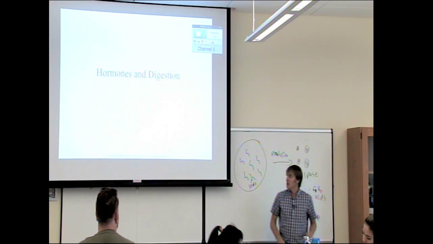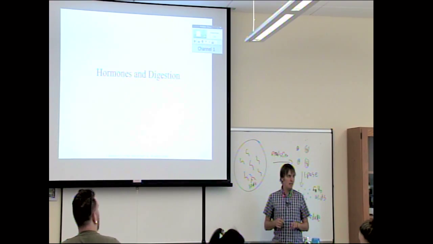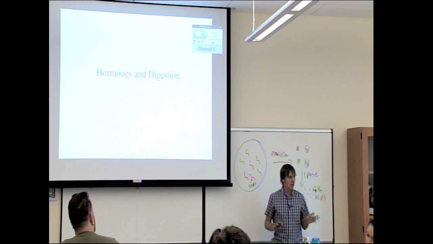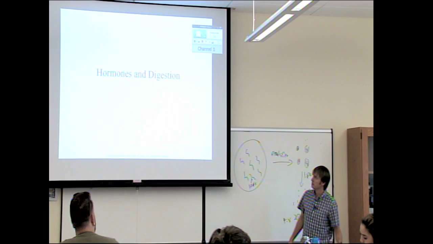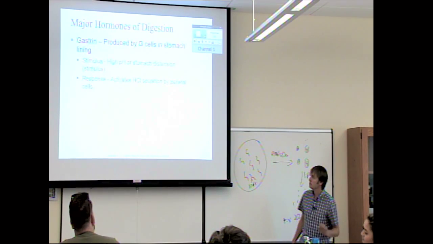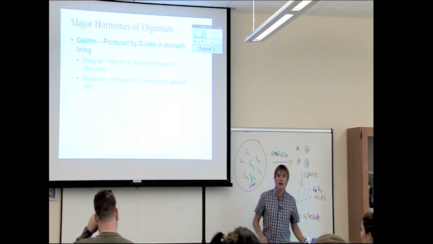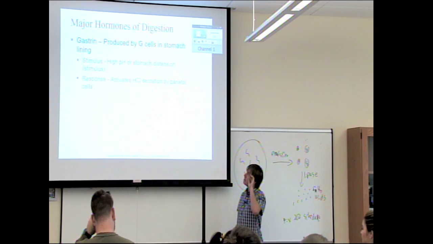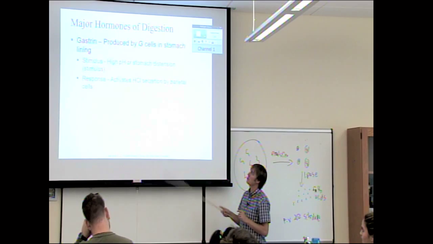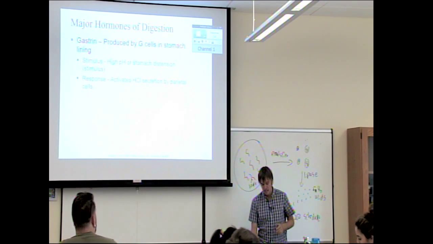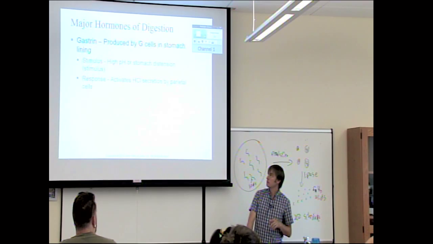All right, so what about all the hormones involved with the enzymes? Now we need the hormones to help us control everything. So we're going to go through these quickly and then have you do some practice with them. So the first hormone is gastrin.